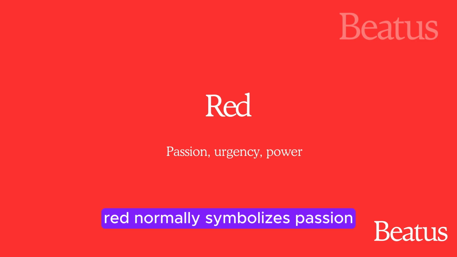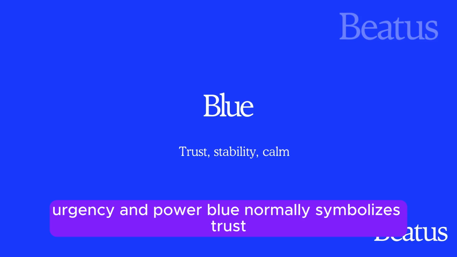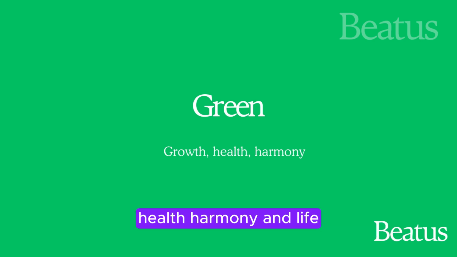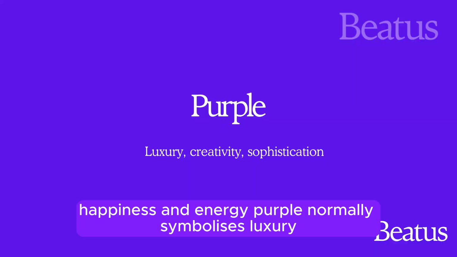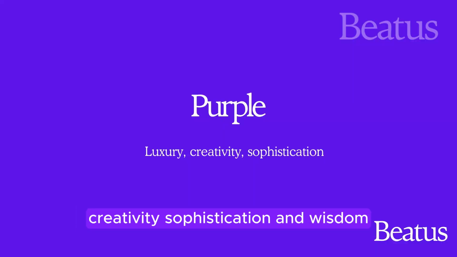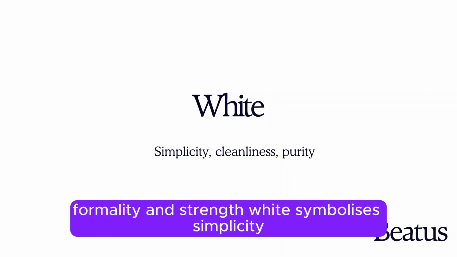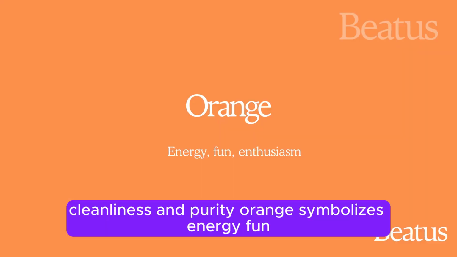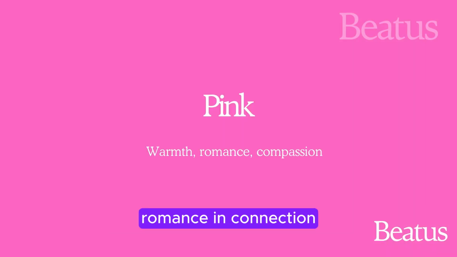Red normally symbolizes passion, urgency, and power. Blue normally symbolizes trust, stability, and calm. Green normally symbolizes growth, health, harmony, and life. Yellow normally symbolizes optimism, happiness, and energy. Purple normally symbolizes luxury, creativity, sophistication, and wisdom. Black symbolizes elegance, formality, and strength. White symbolizes simplicity, cleanliness, and purity. Orange symbolizes energy, fun, enthusiasm, warmth, romance, and connection.